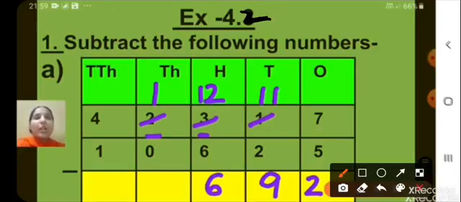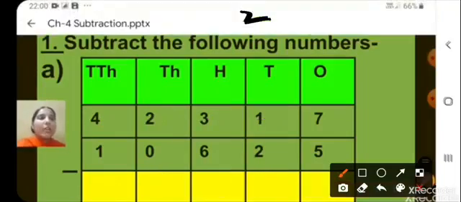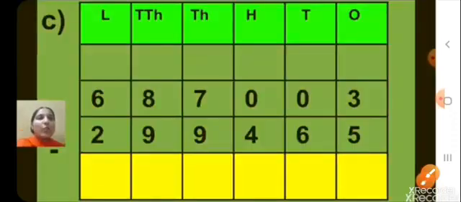Now let's move to thousands column. So 1 minus 0, 1 we will get. Now let's move to 10,000s. So 4 minus 1, what we will get? 3. So what is the answer obtained here? The difference obtained, can you read this number? Yes, it's 31,692. Okay.